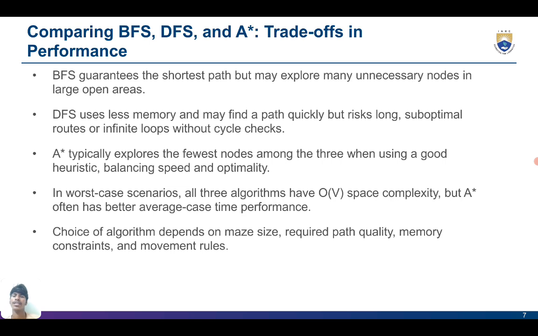Comparing BFS, DFS, and A star: traits and performance. BFS guarantees the shortest path but may explore many unnecessary nodes in large open areas. DFS uses less memory and may find a path quickly but risks long, suboptimal routes or infinite loops without cycle checks. A star typically explores the fewest nodes among the three when using a good heuristic, balancing speed and optimality.